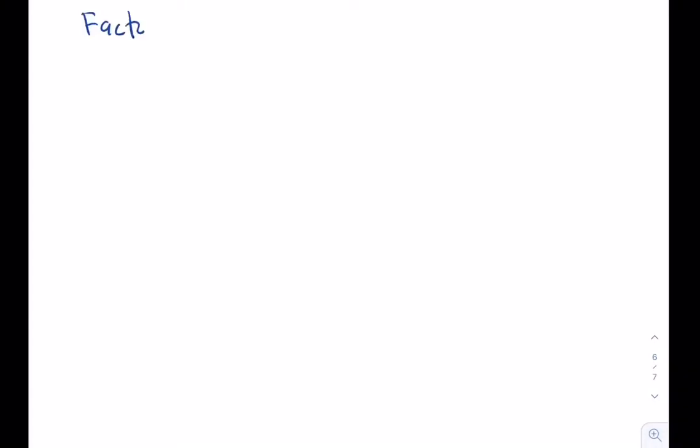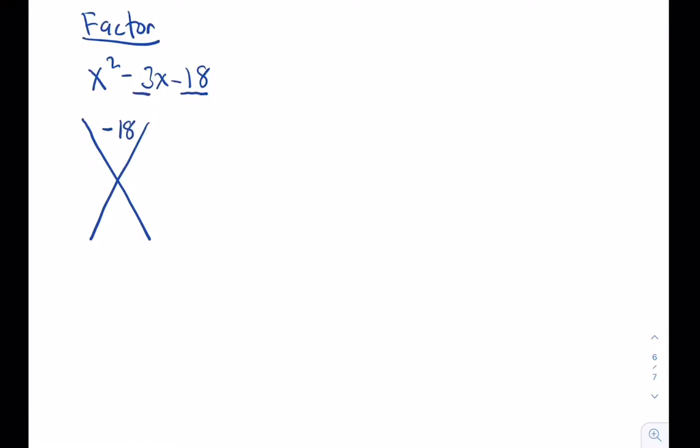Okay, so we want to factor x squared minus 3x minus 18. So we have our quadratic. We're going to factor. We're going to start with the x, like an x factor. C on the top, negative 18. We put our b on the bottom, negative 3. And then we're going to find two factors that multiply to negative 18 and add to negative 3.